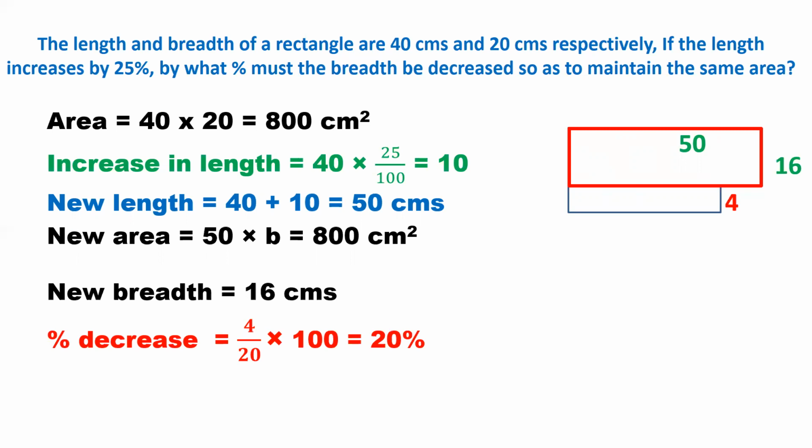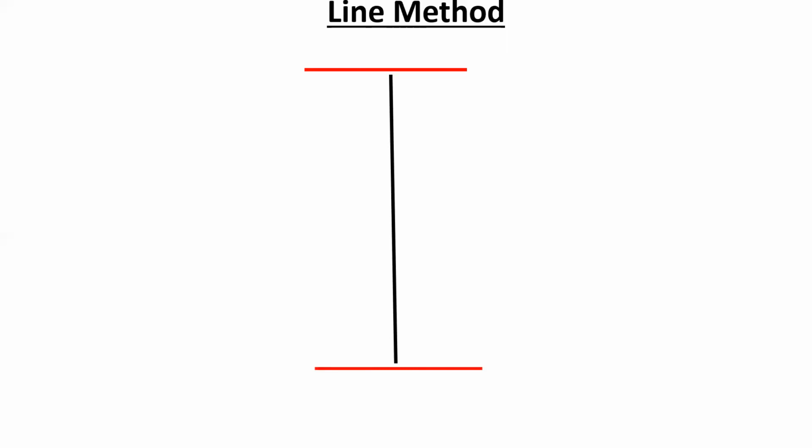Let us solve this question very easily with a method which is very easy to solve many questions in 2 seconds. The name of the method is line method. What exactly is this? In this line, we'll write 25%, which is equal to 1 by 4 on the upper side. When it goes down, it becomes 1 by 5. 1 by 5 is equal to 20%, and that is the answer. No need of length, breadth, or area.